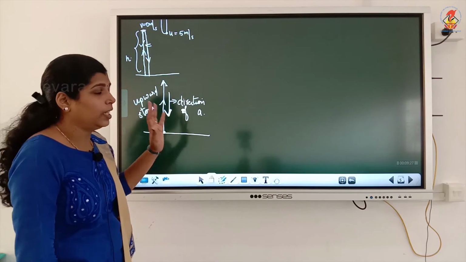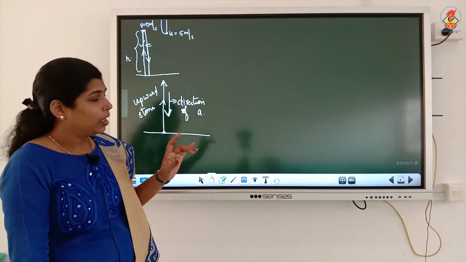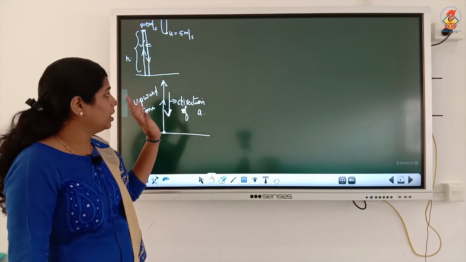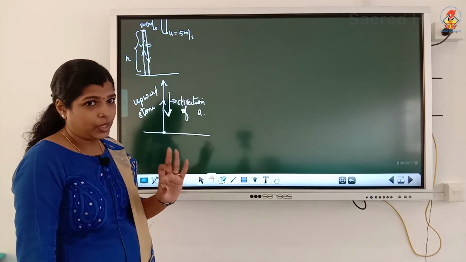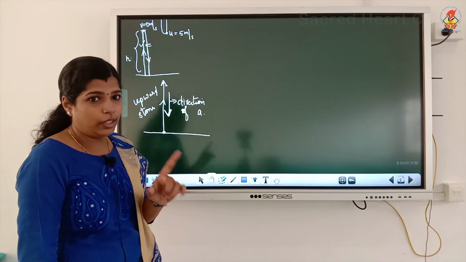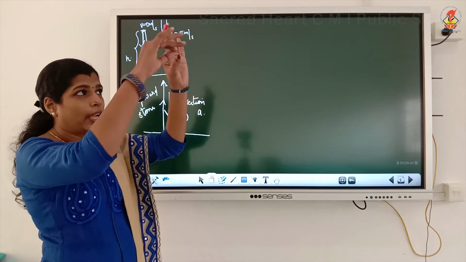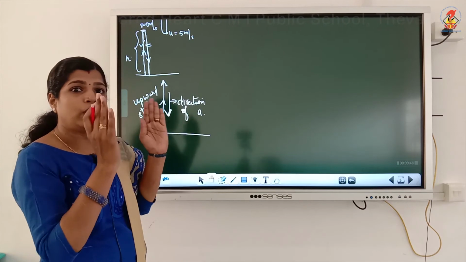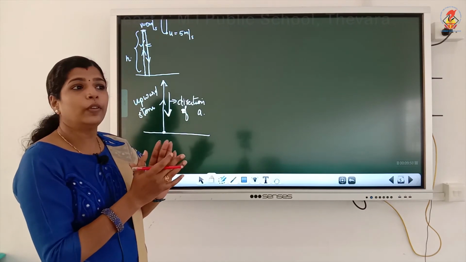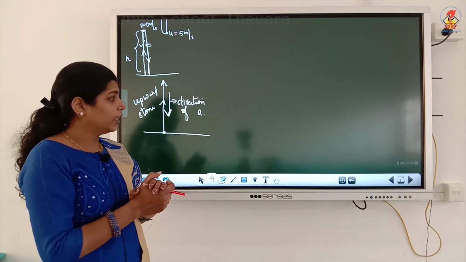This you will study in detail in the chapter gravitation, the third chapter. Here you need to understand only this: if an object is thrown in the upward direction, acceleration will be acting downwards. The directions of both are opposite, so we will take the acceleration as negative.